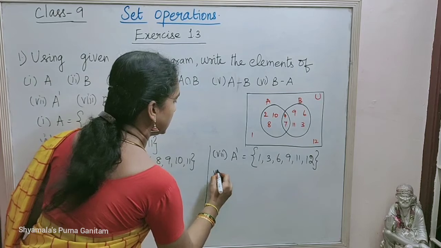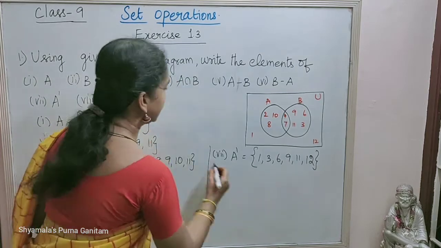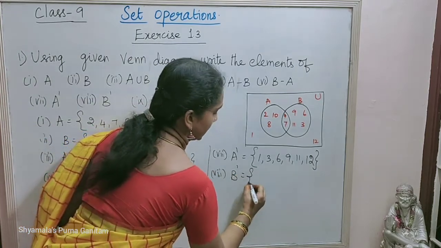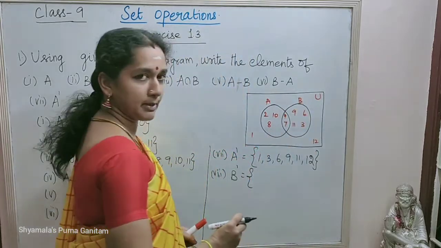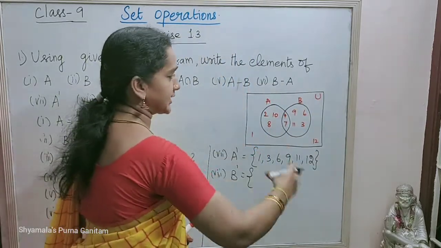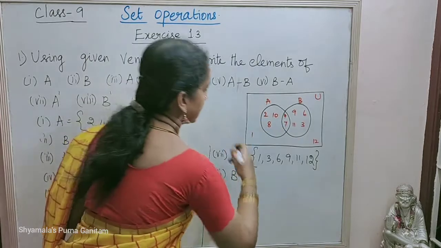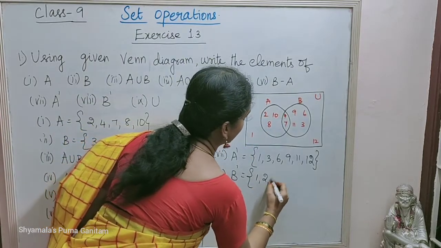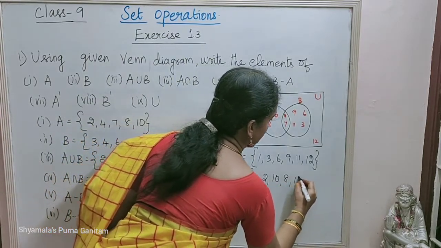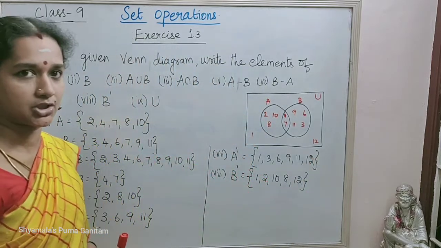Okay. Then next one is B dash. Same thing. We will remove this B set from the total set. Remaining elements we will write 1, 2, 10, 8 and 12. So this is B dash.